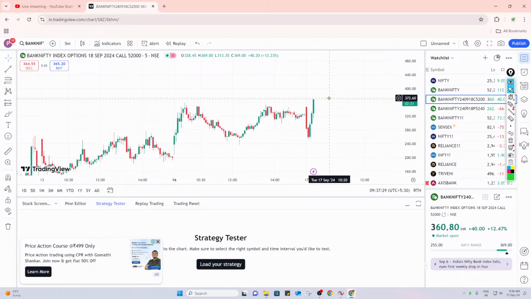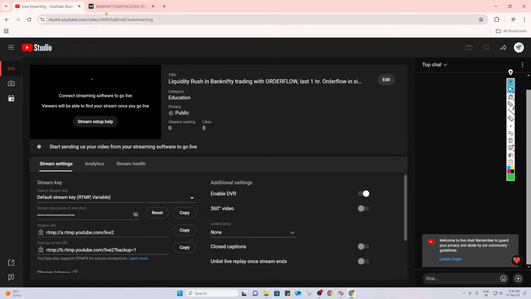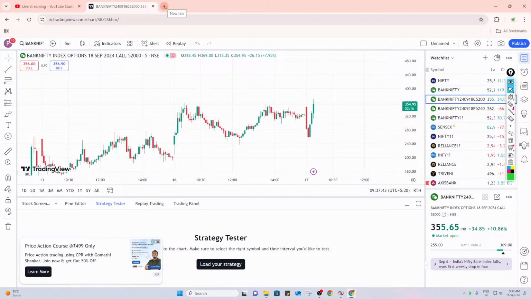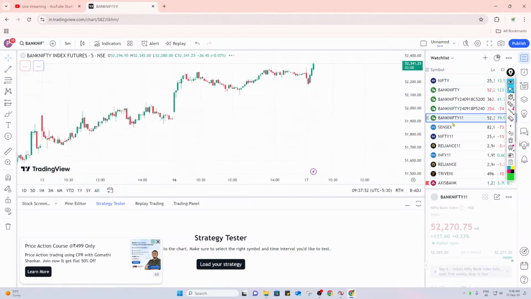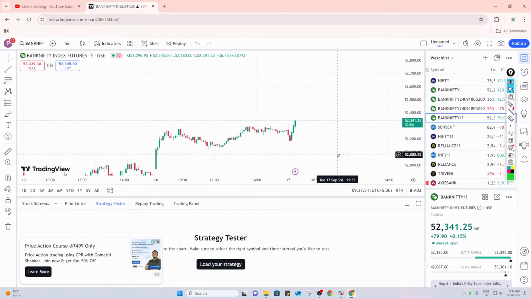Wow, the price is 369. This is the way you should trade. You should not be seeing at the chart. Say from 280, it came to 360. So that is the way to trade. Don't take trades blindly. 370, we are in the money. We are at 370 in the money, and the market is very strong.